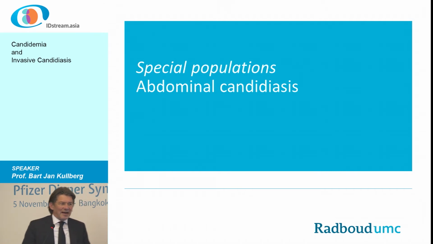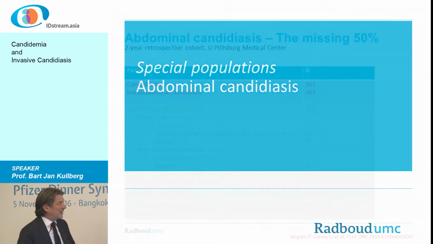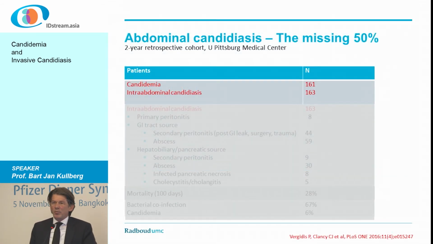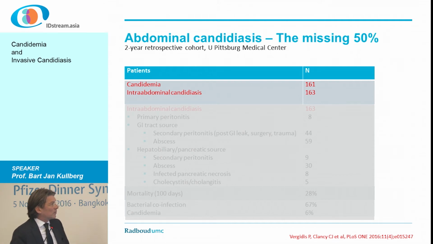Now, abdominal candidiasis is a very difficult area in ICU patients, and probably we have always underdiagnosed it. This is a very recent large survey from Pittsburgh, where there were as many patients with abdominal candidiasis as there were patients with positive blood cultures with candidemia. This is what they call the missing 50%. Only 50% were candidemia, and the other 50% were suggested in this center to have abdominal candidiasis.